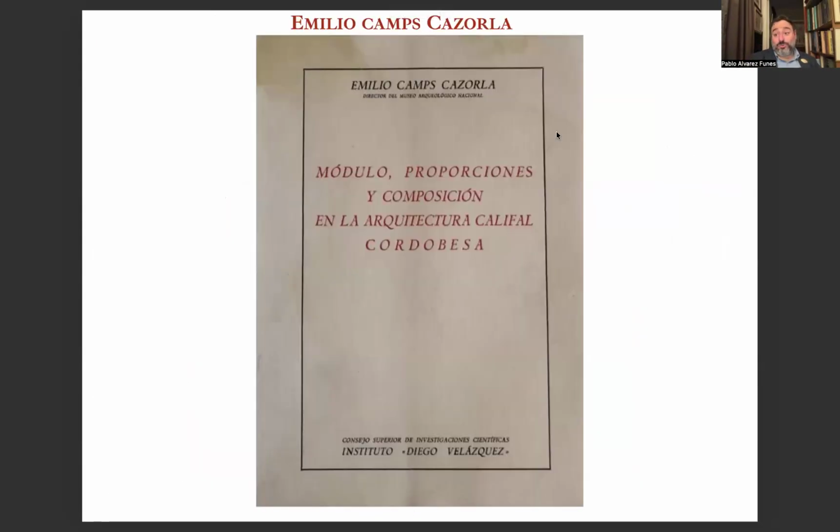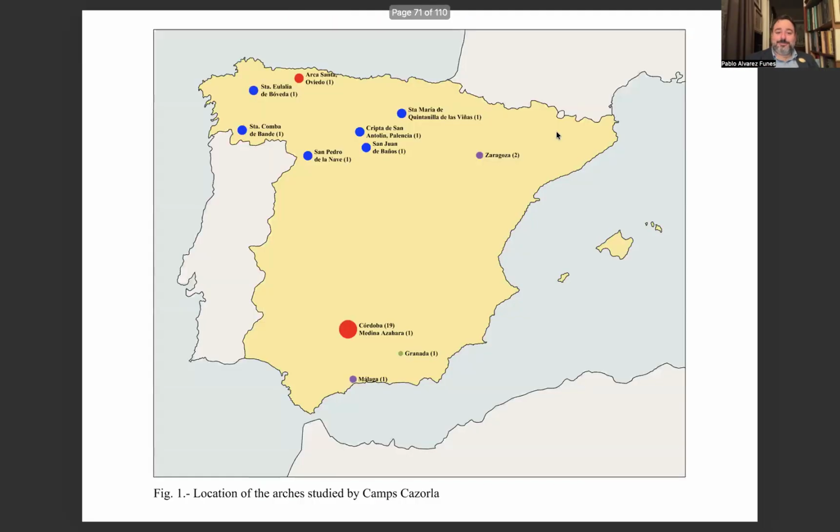We're coming now to the most important author we're going to see today, Emilio Camps Cazorla, who wrote a book. He had a very short life. He died when he was 48 or so. He left this book unfinished. Funnily enough, or ironically enough, this book was published by his professor, who was 98 years old by the time the book was published. So this 98-year-old person reviewed the work of his pupil and then published it. So it's quite a task considering the age.